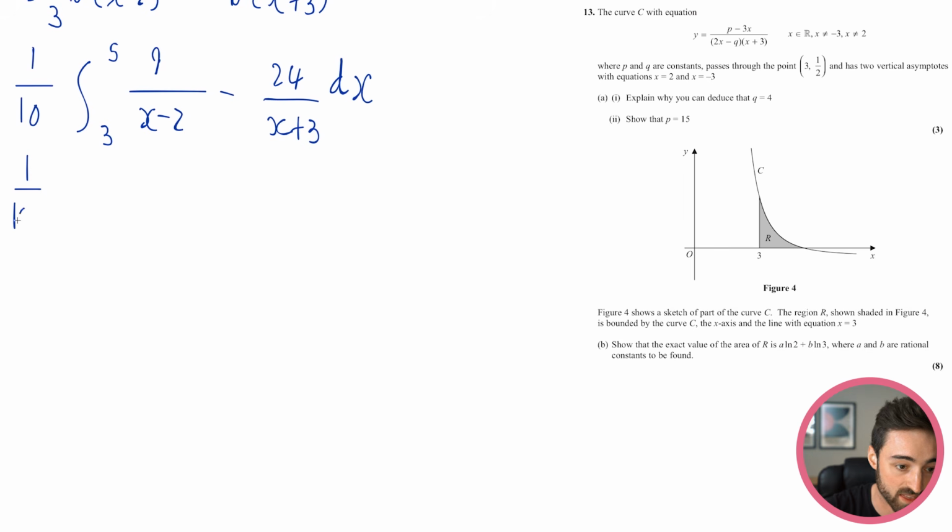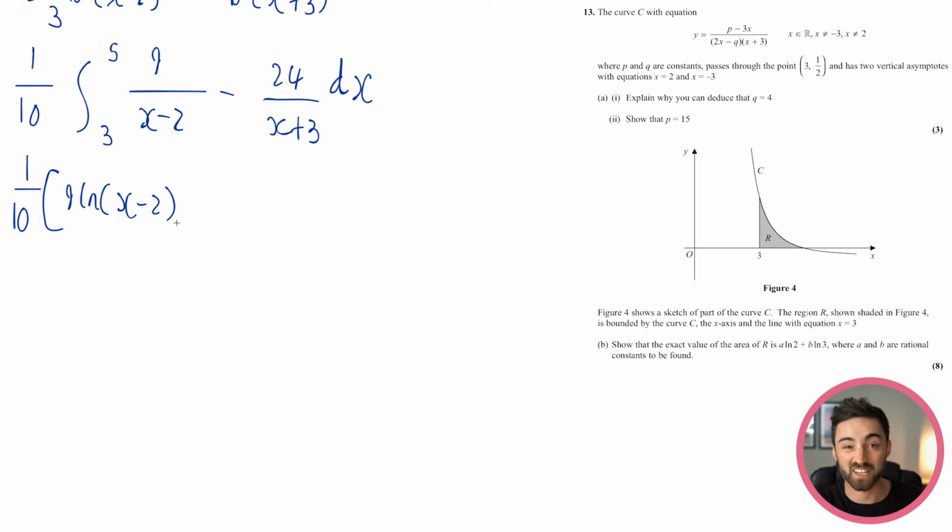So this is going to equal a 10th times 9 ln of x minus 2. So you just integrate x minus 2 the same as you would x, because the derivative of x minus 2 is the same as the derivative of x. So there's no kind of real inverse chain rule or substitutions that we need to do here. Minus 24 ln of x plus 3.